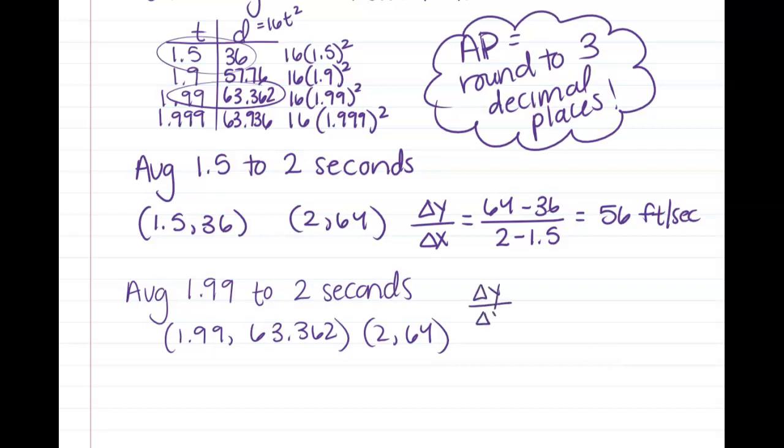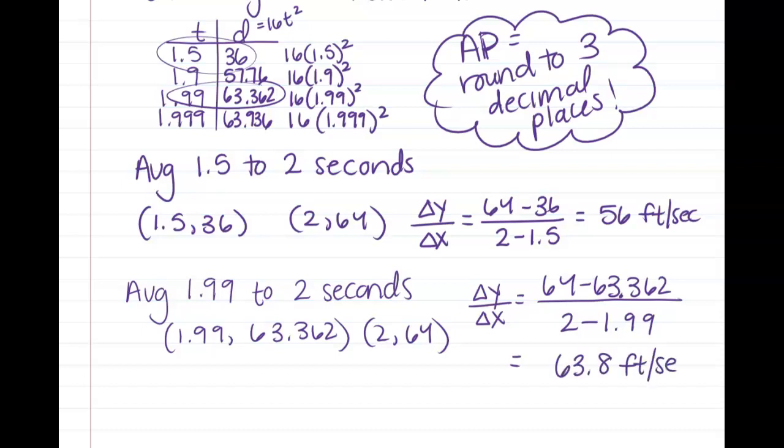Now, our delta y over delta x is 64 minus 63.362 divided by 2 minus 1.99. And honestly, this is all a calculator. You're welcome to try to do it on paper or whatever, but I would use my calculator for this. 63.8 feet per second.